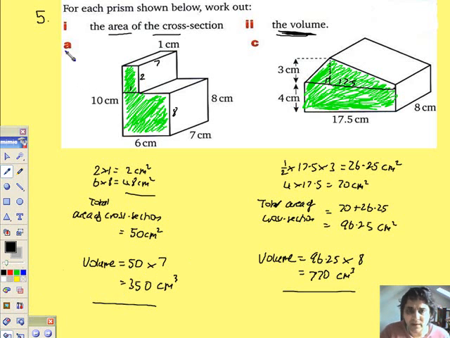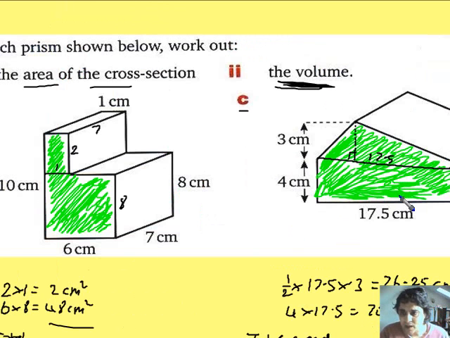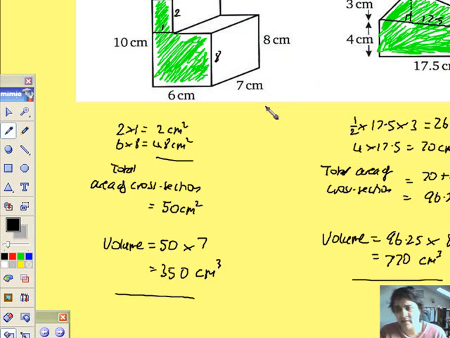That's that. Notice it says A and C, but I didn't bother doing B because it's no different to A really. So we've got two cuboids stuck together to make this lovely little block. I've got a cuboid and a triangular prism on top to make this little shed thing arrangement.